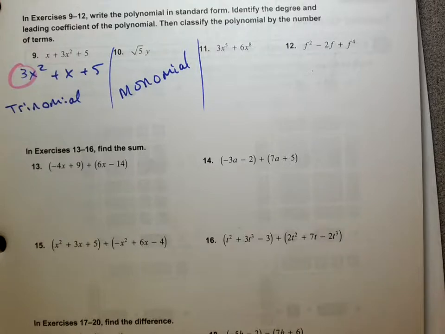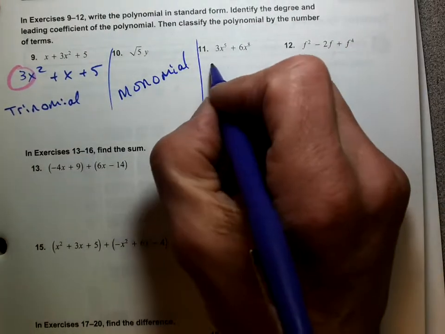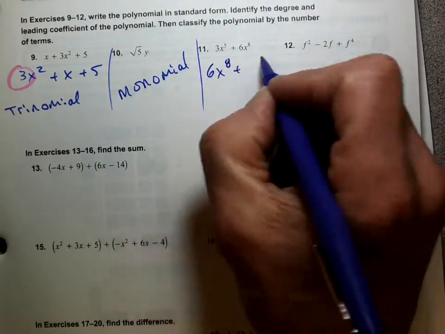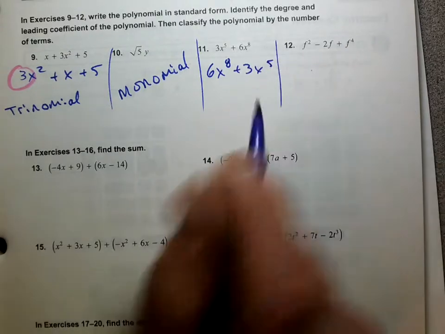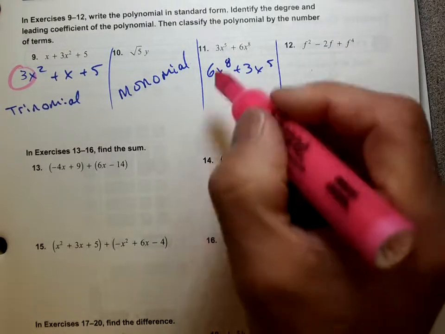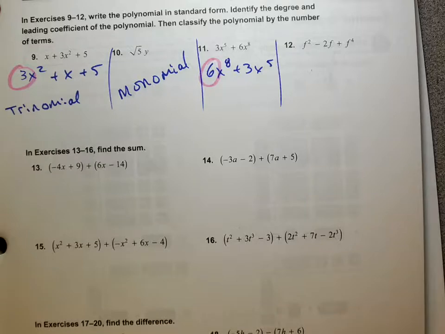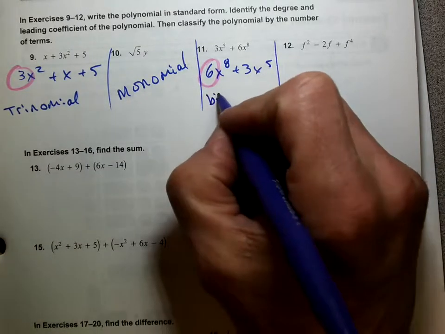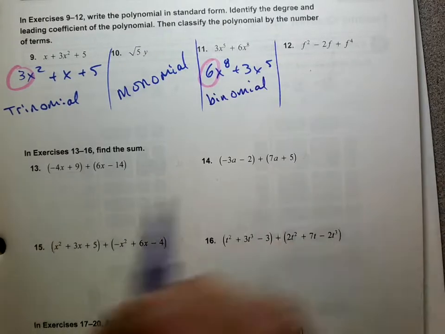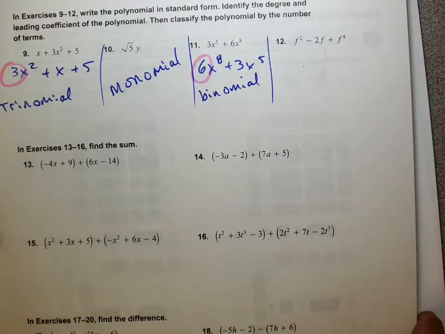11. Let's rewrite 11. What goes first? 6x to the 8th, right? Plus 3x to the 5th, okay. What's our leading coefficient? 6, right? It leads the charge. What's the name of this thing? Binomial. Good. Is this getting easy?